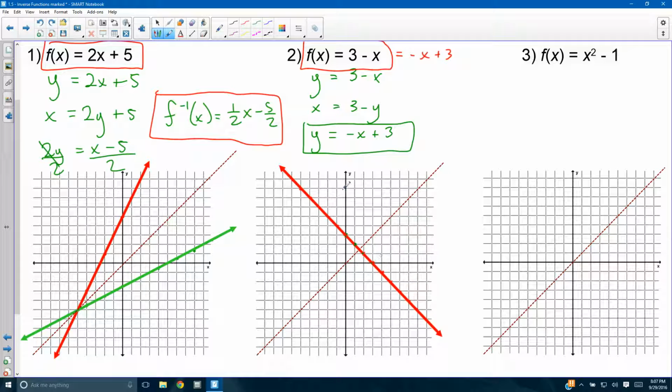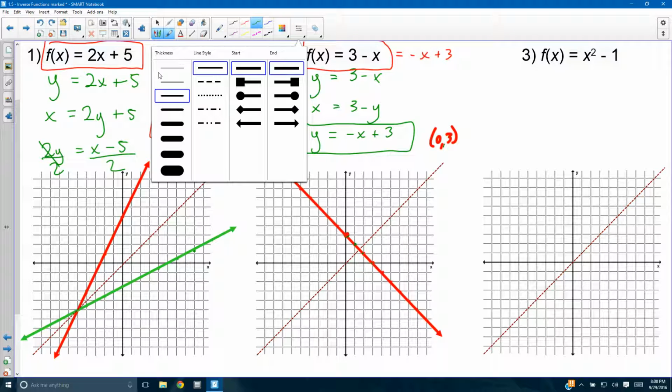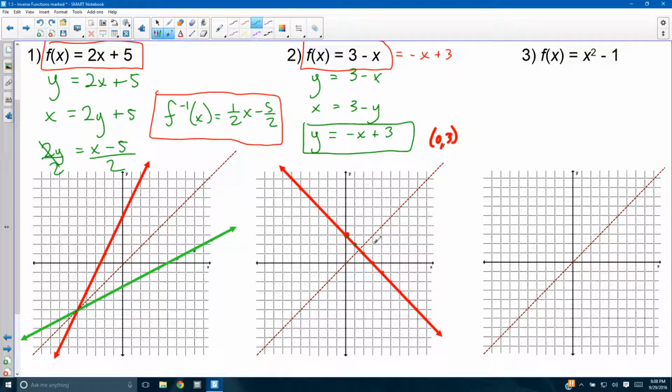All right? I'm going to write some of them down. Here's a point that is 0, 3. Let's pretend like this was the original function. Here's a point that was 0, 3 in the original function. Where is that point on the graph for the inverse? That point should be at 3, 0. Does that exist on there? Yes. How about the point 1, 2? Well, the inverse should have 2, 1.